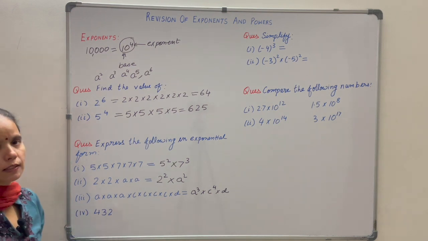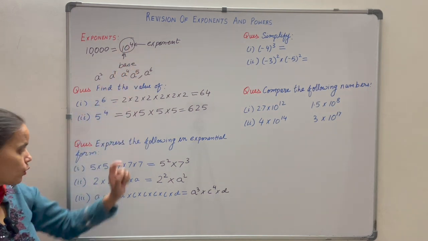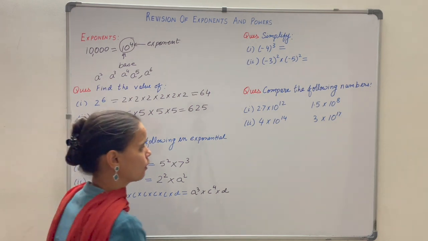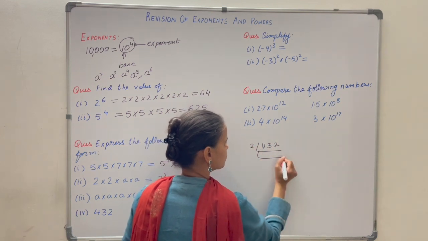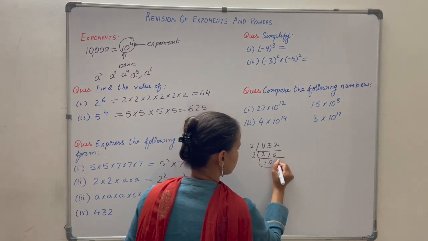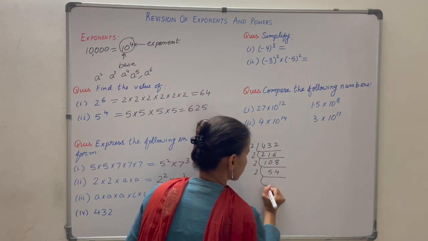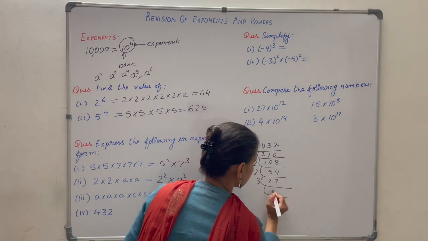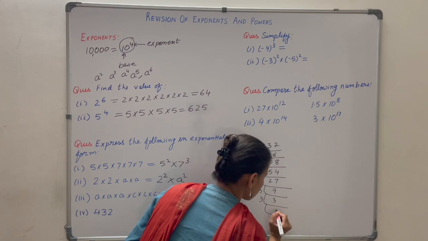This one, 432. So you have to write this in exponential form. So how are you going to do it? For that you need to do the prime factorization. 432, so it goes by 2. Again it goes by 2. It goes by 2 again. Goes by 2 again. Now it will go by 3. It will go by 3. Again it will go by 3.